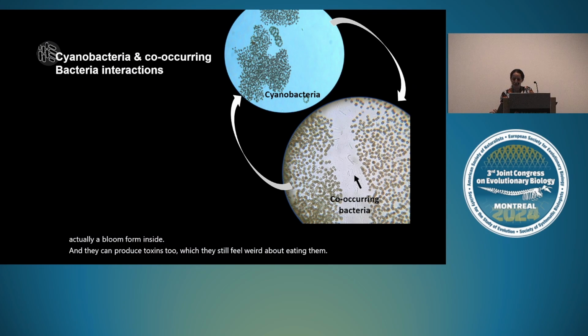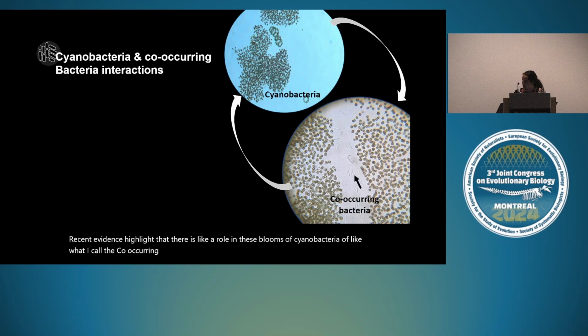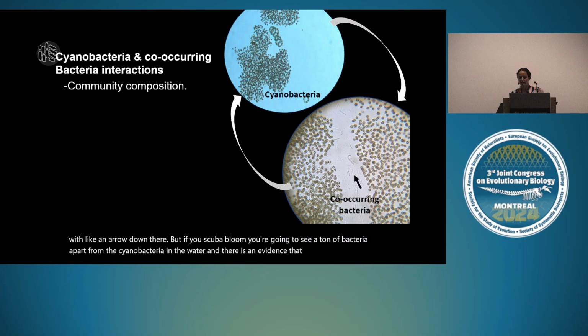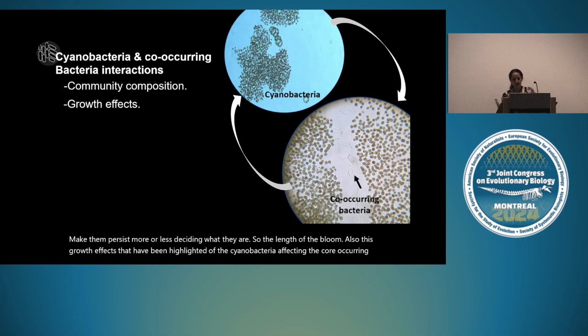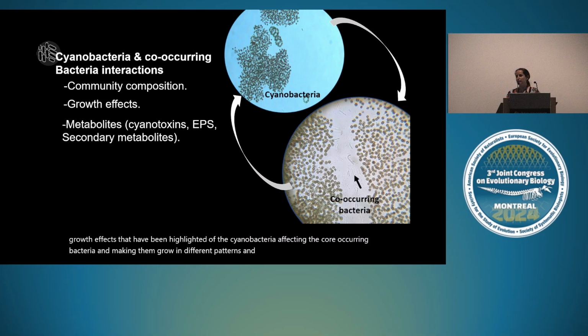So recent evidence highlights a role in these blooms for what I call the co-occurring bacteria. I marked them with an arrow down there. If you scoop a bloom, you're going to see a ton of bacteria apart from the cyanobacteria in the water. There is evidence that those bacteria alter the community composition and can drive the succession of the different cyanobacteria in the bloom, making them persist more or less, so the length of the bloom. Growth effects have also been highlighted of the cyanobacteria affecting the co-occurring bacteria, making them grow in different patterns, and obviously the extracellular metabolites. As I mentioned, I'm interested in the toxicity. The co-occurring bacteria actually have growth effects on the cyanobacteria, changing how much toxin they can produce.